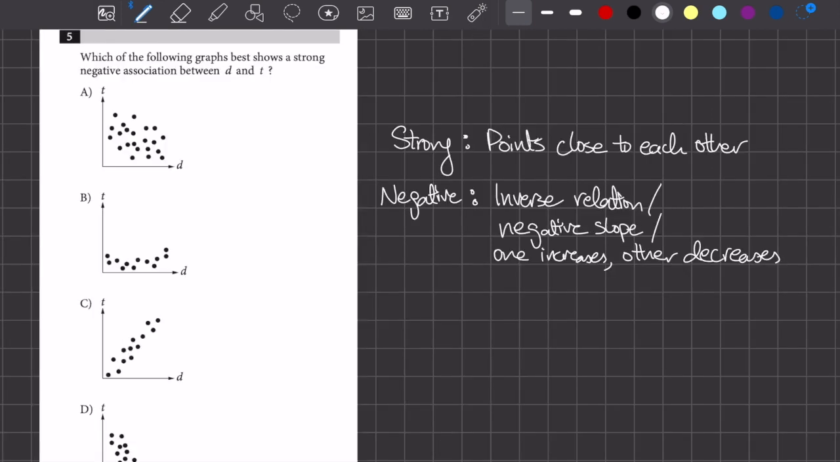Question 5 is about the relationship between two variables. A strong association means that the points are closer to one another, and negative means that as one variable increases, the other decreases, or a negative slope. So the answer is D.